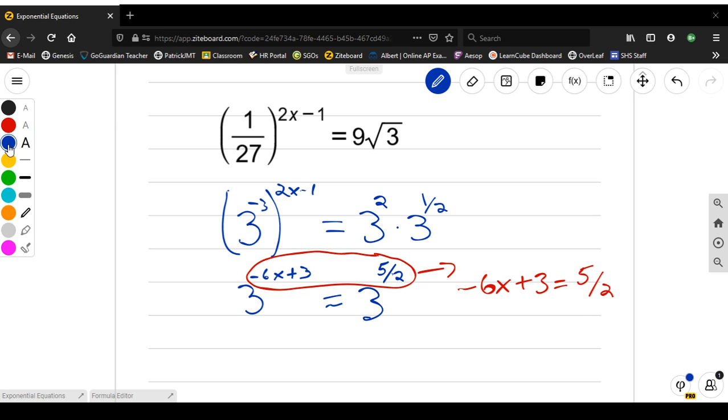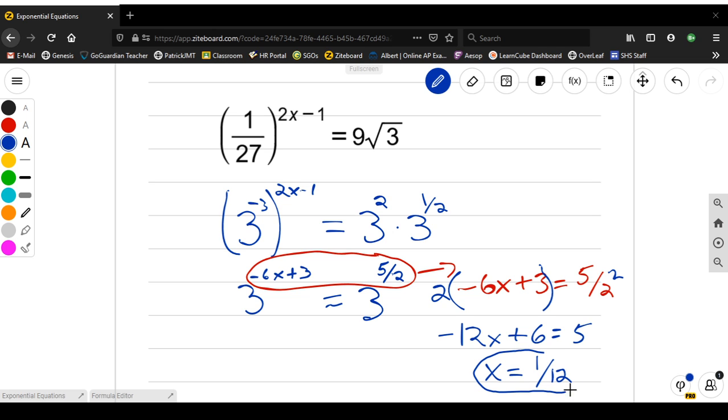Now, if we want to apply our rational equation practice and get rid of this denominator of 2 just to make it easier, we can double both sides and get negative 12x plus 6 is equal to 5. Subtract, you get negative 1. Divide, you're going to get x equals 1/12. Okay, and so that's it.